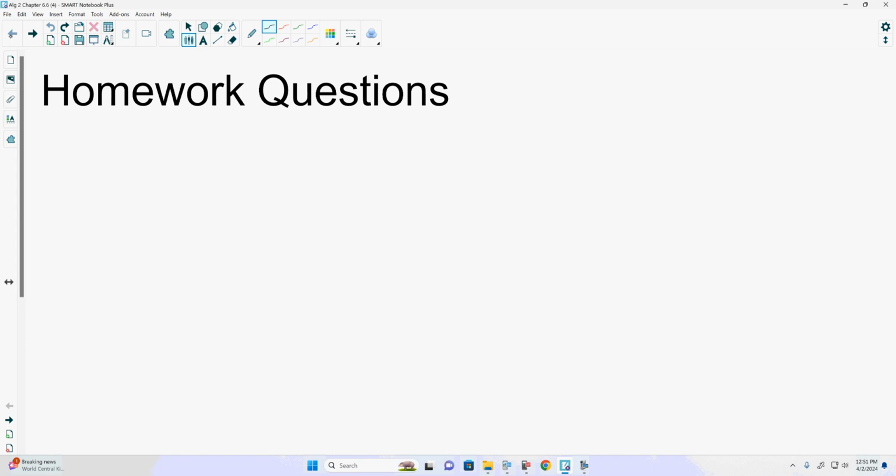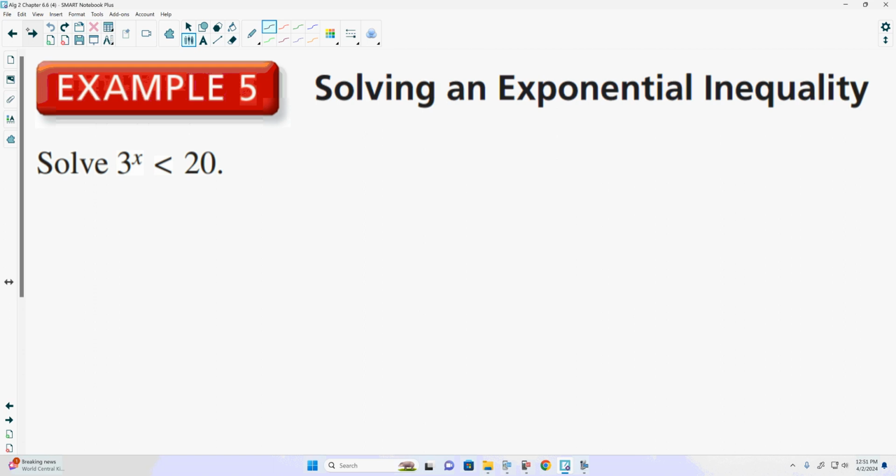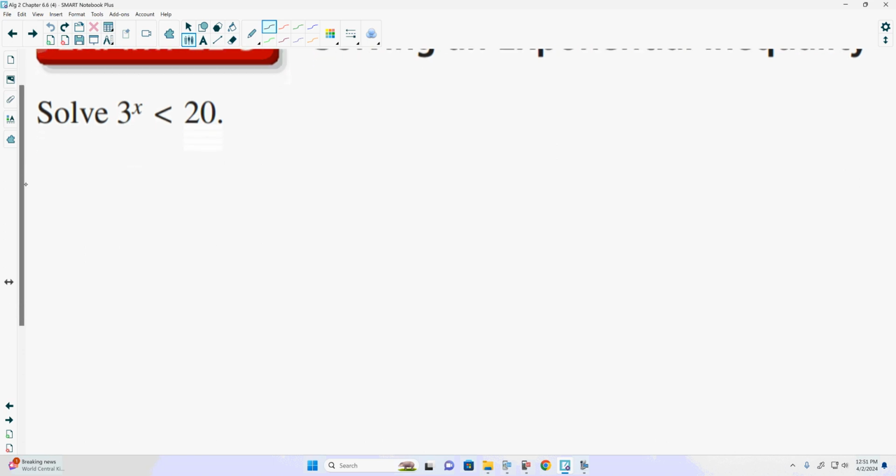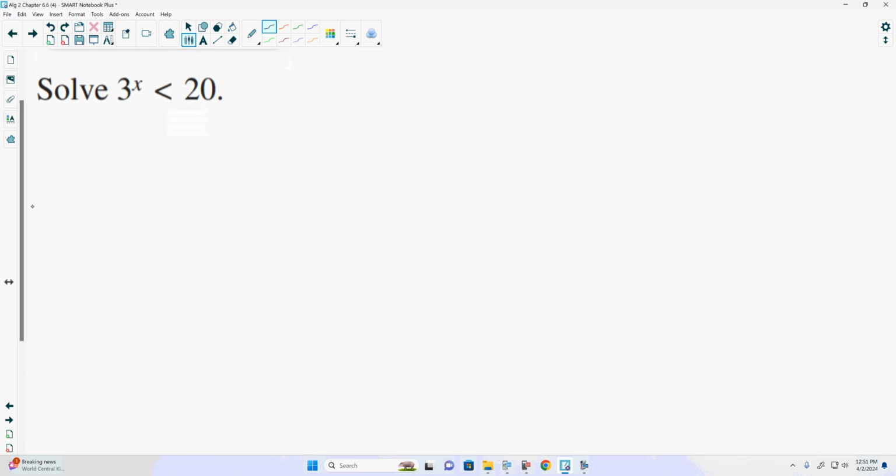All right. What we're looking at today is inequalities. The first few we're going to look at are exponential inequalities. Now, the nice thing with exponential inequalities is that they solve almost exactly like exponential equations. And there are no restrictions. There's nothing that we have to worry about with these.